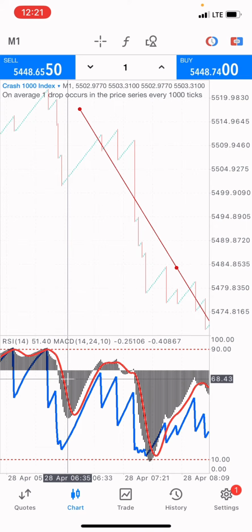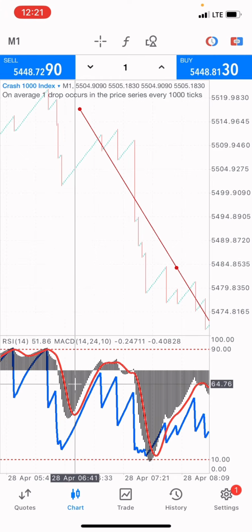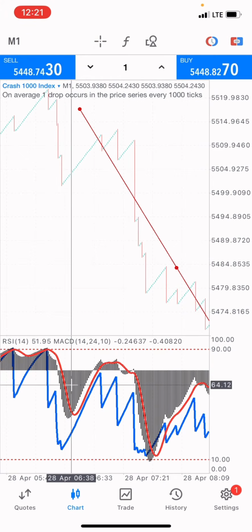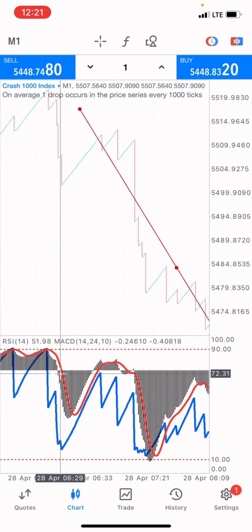So whenever you're on the crash market, you don't want to be on a buy when the MACD is on the downtrend. You don't want to place a buy at that point because the spike is going to come through. So if you are placing a buy, you want to watch out for this point that I'm telling you right now: once the MACD is on the downtrend, a spike is going to come into the market.